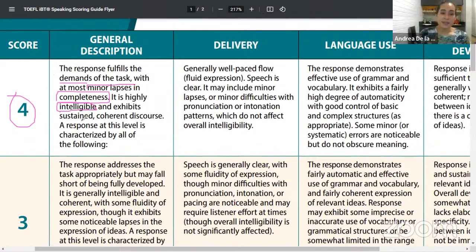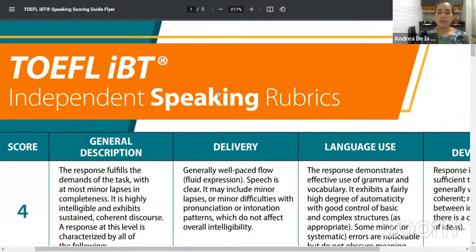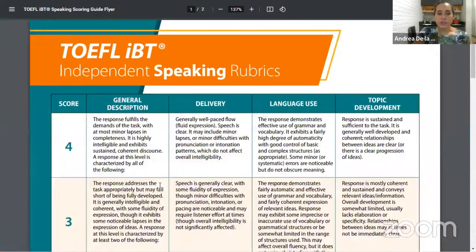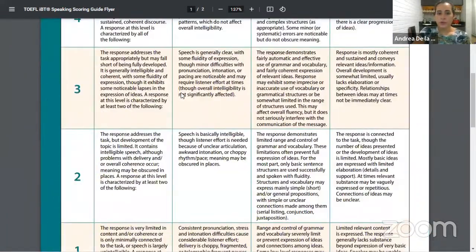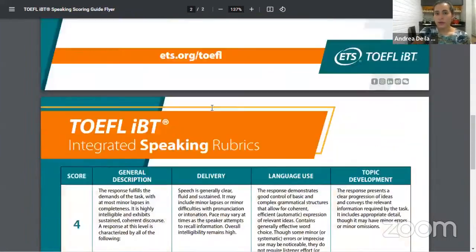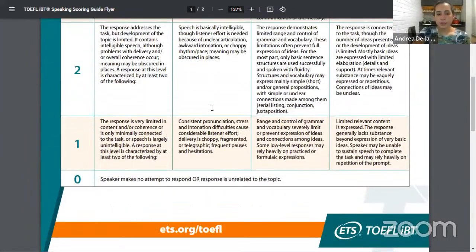It exhibits sustained, coherent discourse. So you cannot talk nonsense, right? You need to actually answer the question, and your ideas need to be coherent to the topic. And it has to be sustained, well developed. And then they explain more specifically what they want for each category, but we already explained that, right? But just remember, this is the official rubrics they use for the independent in the first page and for the integrated in the second one. So if you got some time, you can take a time to read.